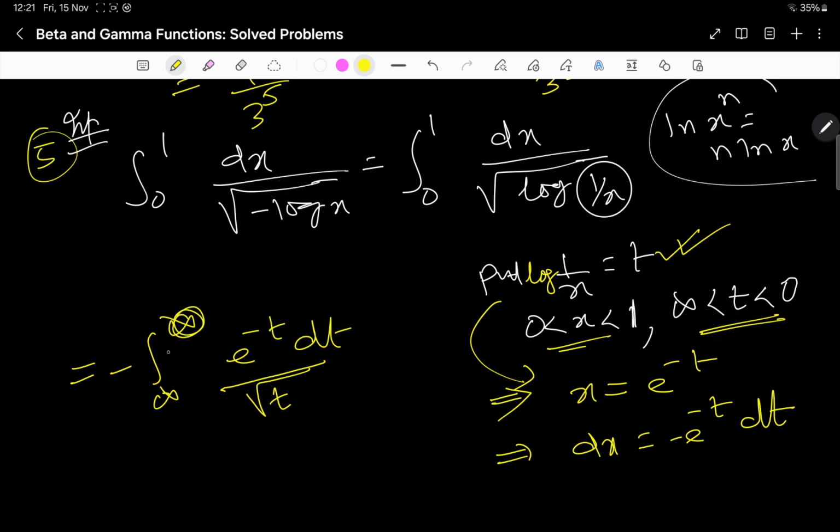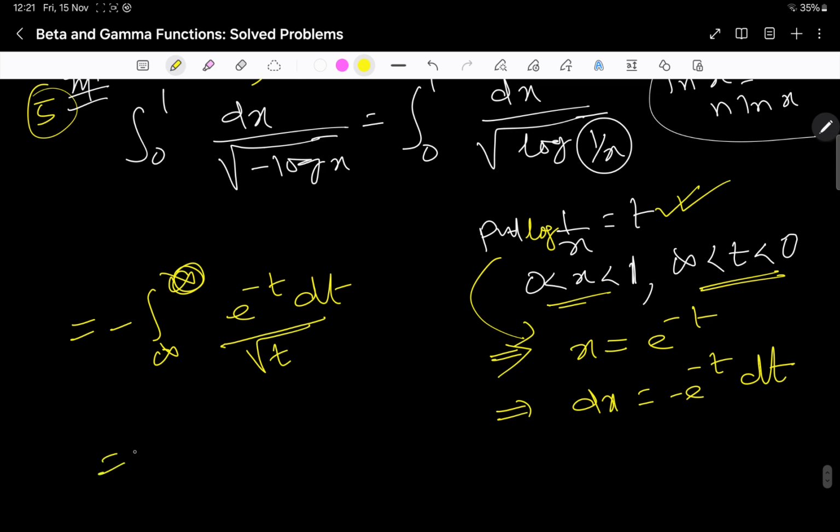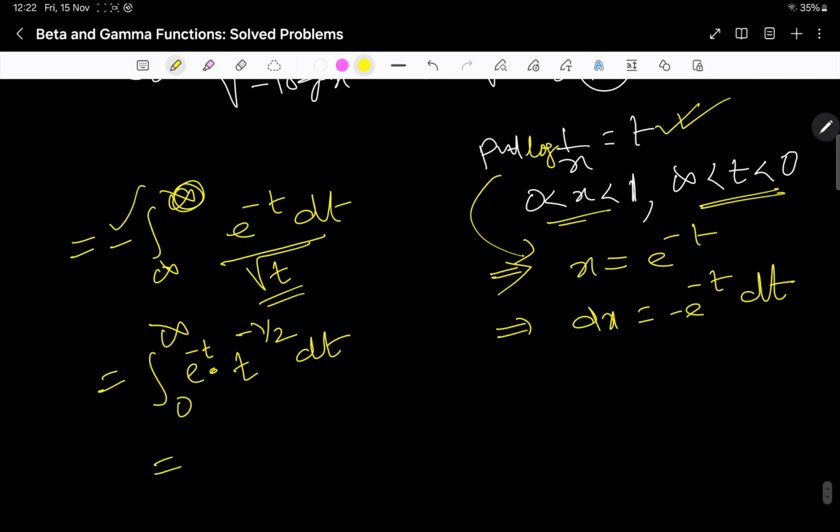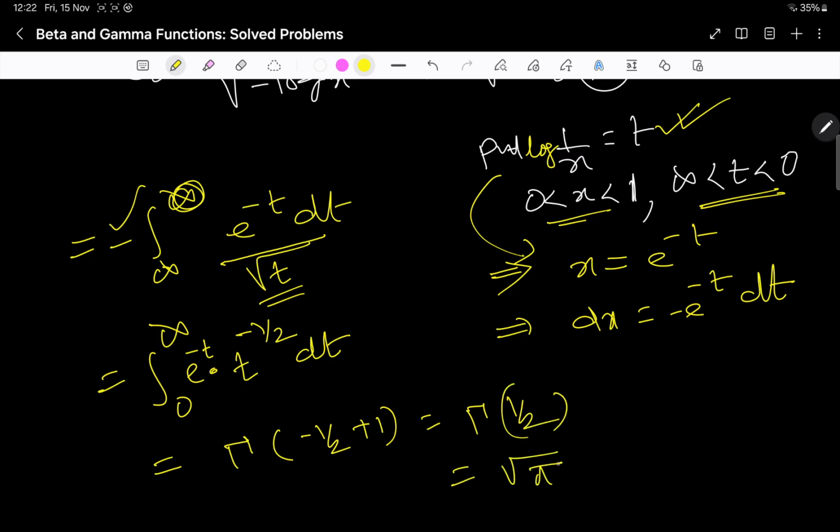This is minus infinity to 0. So now this will be your integral from 0 to infinity with this negative sign. Now this power becomes t to the power minus half, and this is e to the power minus t. So now it is in the form of the gamma function. This will be equal to gamma of minus half plus 1, which is gamma of half. Gamma of half is root pi. So this is your answer.